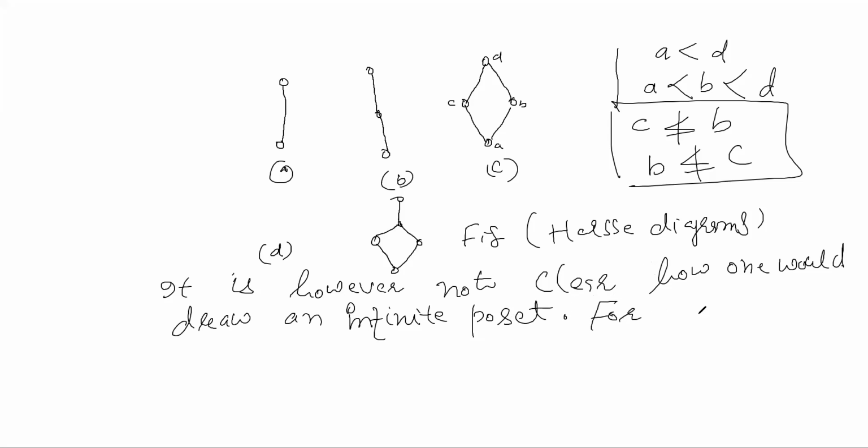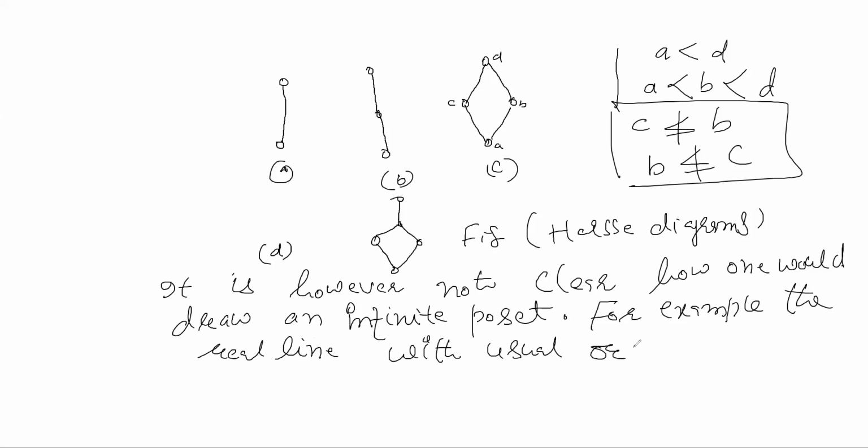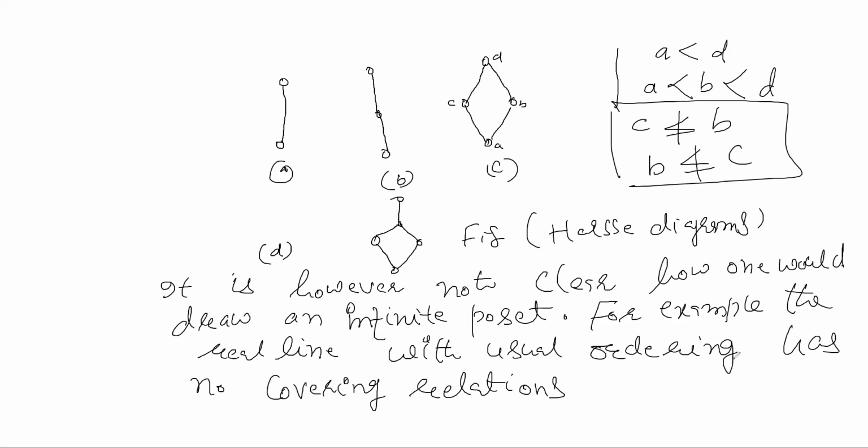For example, the real line with usual ordering has no covering relations, because between any two real numbers there are infinitely many real numbers, so you cannot cover one real number by another. If you have a and b as real numbers, you cannot say that a is covered by b or b is covered by a. So such a covering is not there.